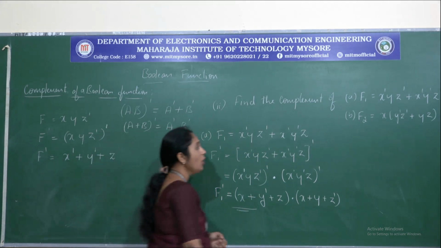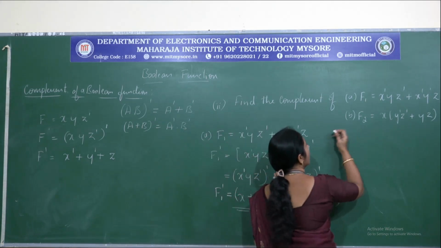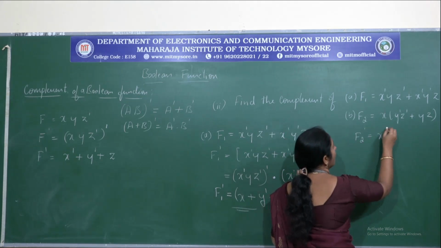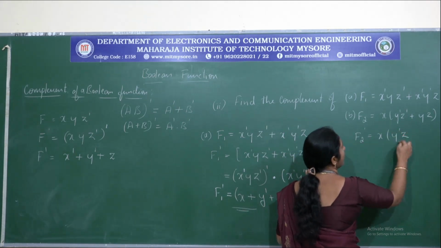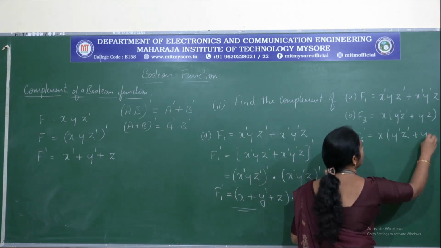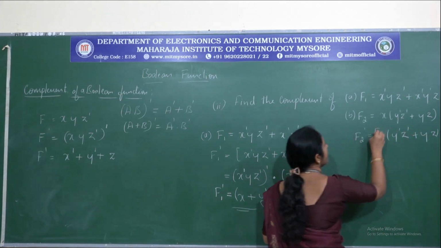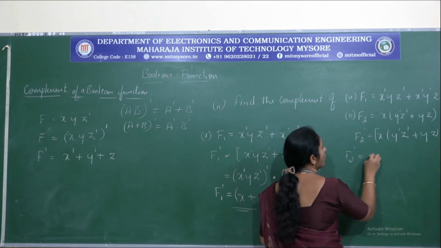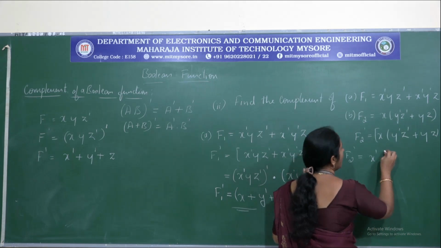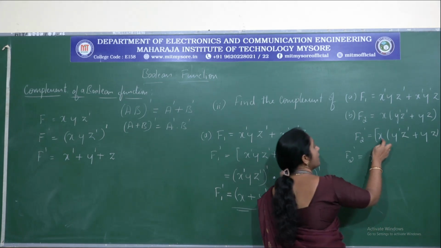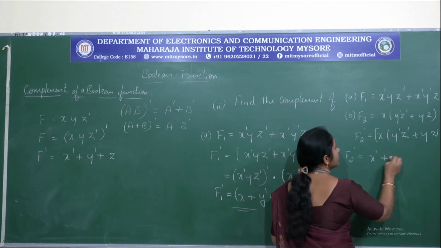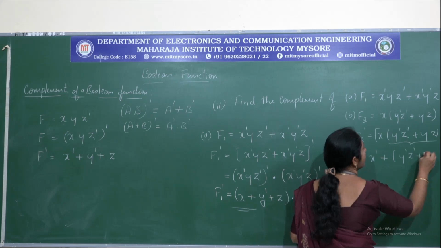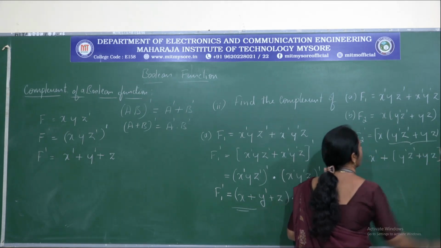Next we have f2. Let us take the complement of this. If you want, you can multiply x into this and then take the complement, or else you can retain it as it is and then take the complement. f2 dash is equal to x dash, then here we have dot, that will become plus. Next, the second term is this entire one, whole complement.